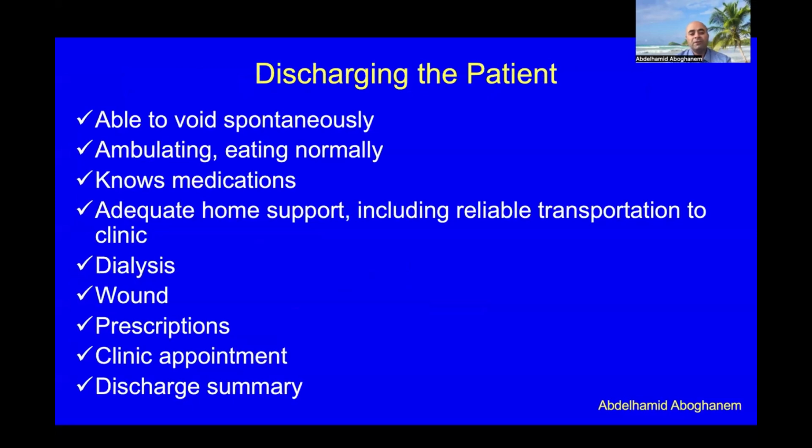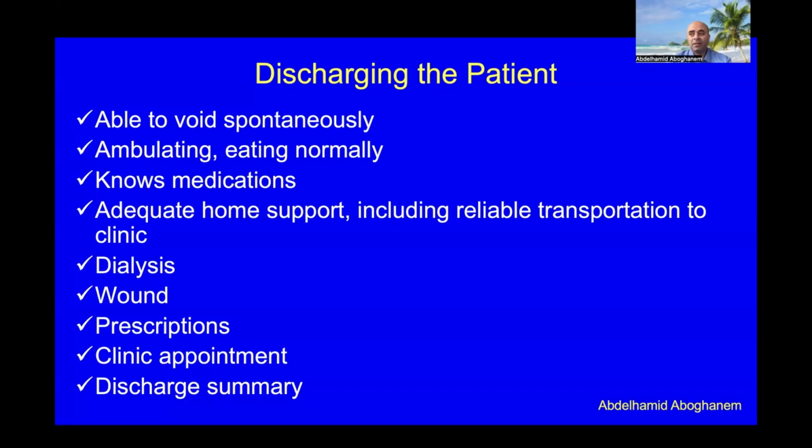For discharge of your patient after transplant, he should be able to urinate spontaneously without any problem, straining or retention. Your patient should be ambulating and eating normally. Your patient should be well educated about his medication, with adequate home support, including reliable transportation to clinic, and for the dialysis catheter, because sometimes we keep the dialysis catheter and the kidney will normalize. Maybe it's removed after 1 month, 2 months, 3 months, whatever.